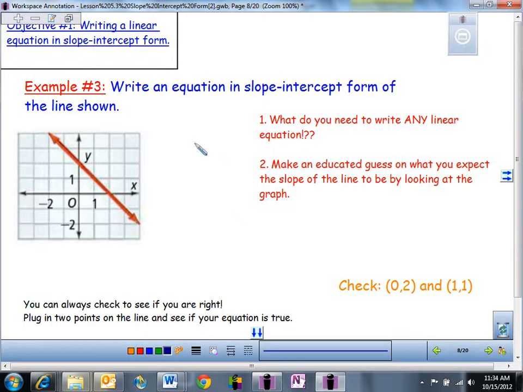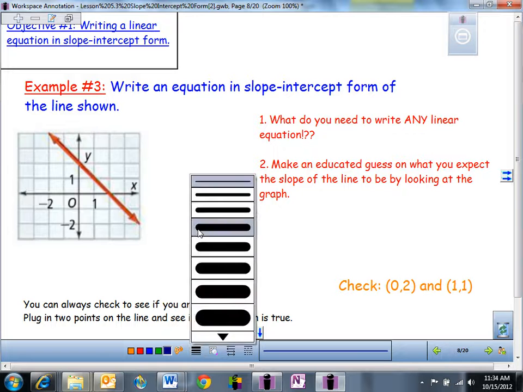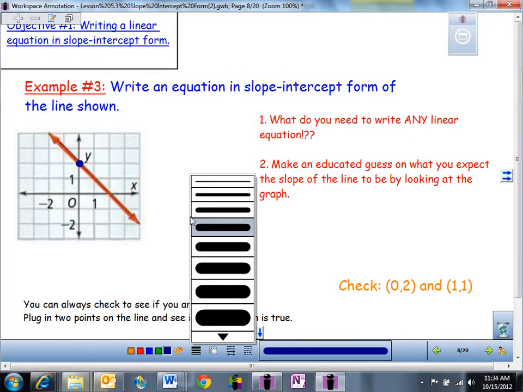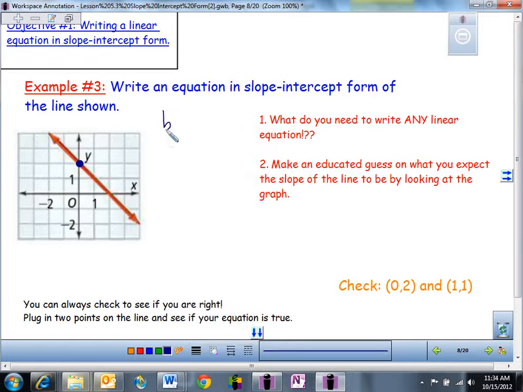Example 3, write an equation in slope-intercept form of a line shown. Well, we have to figure out what is our m and what is our b. So let's look for our b first, because that's a little easier. So I see it crosses at what number? 2. So b is equal to 2, and now we're looking for our m. M, like we said the other day, is rise over run, and you always read graphs from left to right.